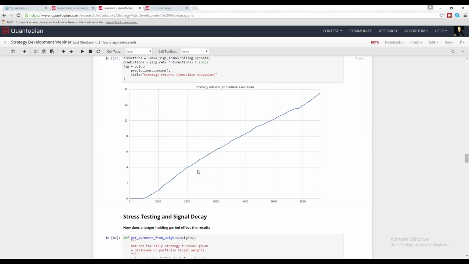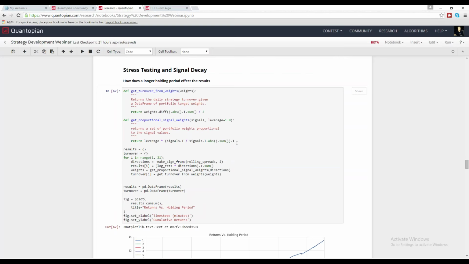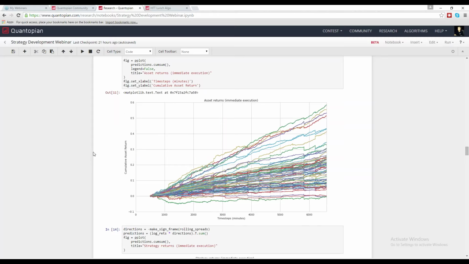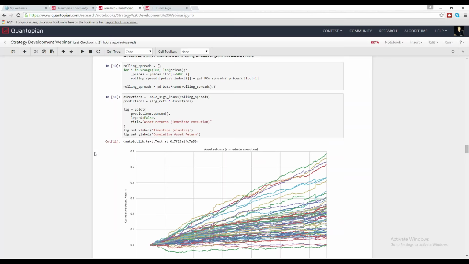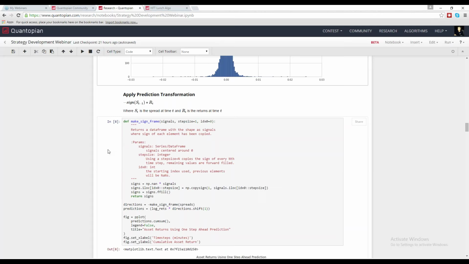How can you then take a strategy like this and see how quickly it breaks down, and how far can I push it before it just completely fails? And things are going to be like, okay, so holding period is a good one. So I'm using a function that's up here. Let's see. This make sign frame. So I'm taking the signals and then copying the sign, essentially, of each element.